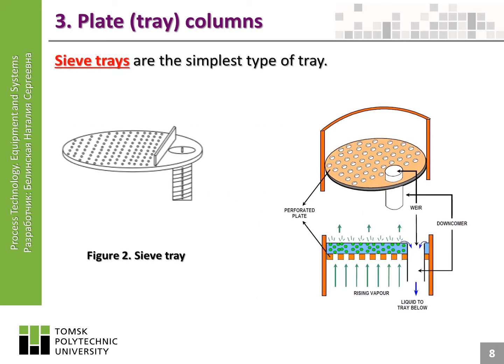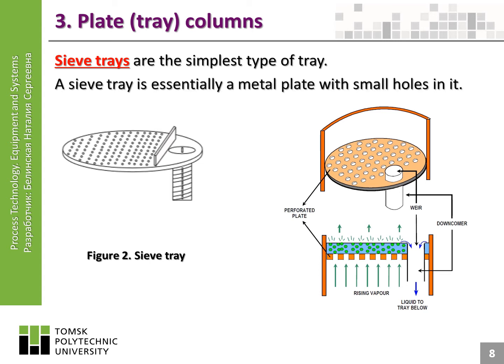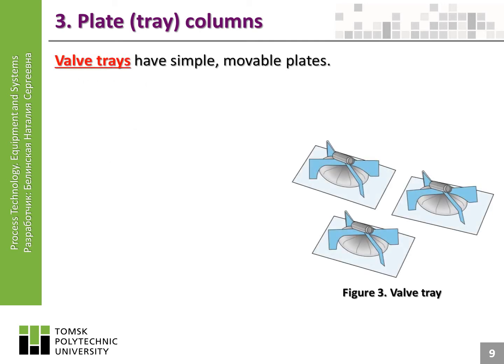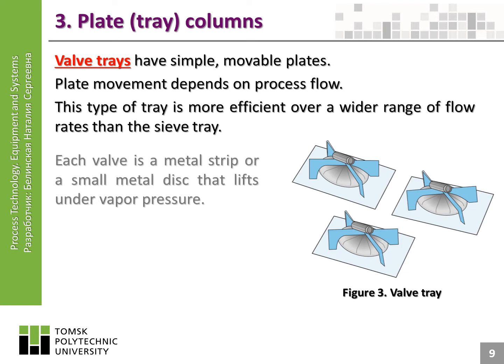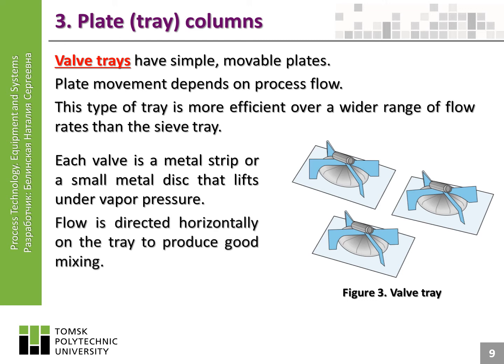Sieve trays are the simplest type of tray. A sieve tray is essentially a metal plate with small holes in it. Valve trays have simple, movable plates. Plate movement depends on process flow. This type of tray is more efficient over a wider range of flow rates than the sieve tray. Each valve is a metal strip or a small metal disc that lifts under vapor pressure. Flow is directed horizontally on the tray to produce good mixing.